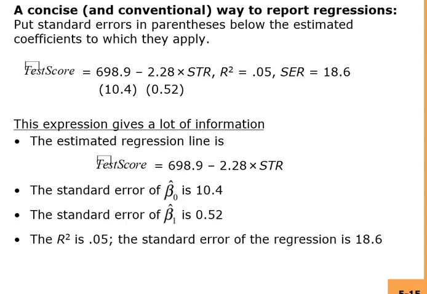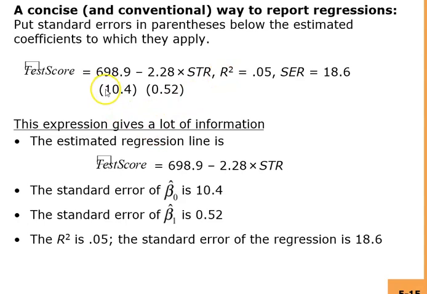So this kind of summarizes how we can report the regression results. This is the equation that we obtained through the regression analysis, meaning this is our beta naught hat, this is our beta 1 hat, this is our R square of 0.05. This is our standard error of regression. We already discussed what these two actually mean in one of the previous lectures.